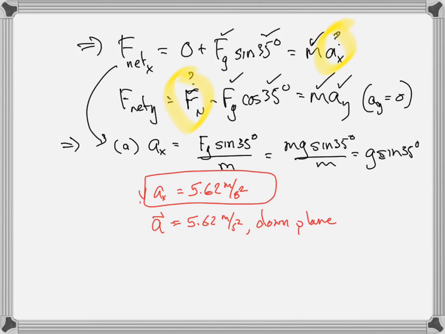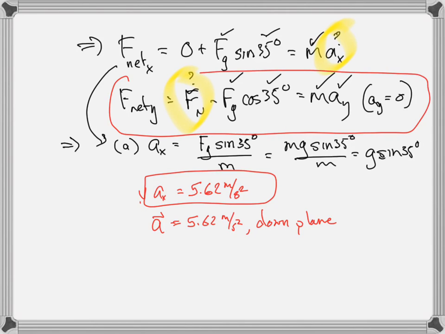What about the second equation? We never used it, this one. Notice, what does the second equation give us? Everything is known except for F sub n, so the second equation would allow us to calculate the normal force, which we never calculated or were never asked for. I could ask part B, what is the normal force? And we can go ahead and calculate that from the second equation.